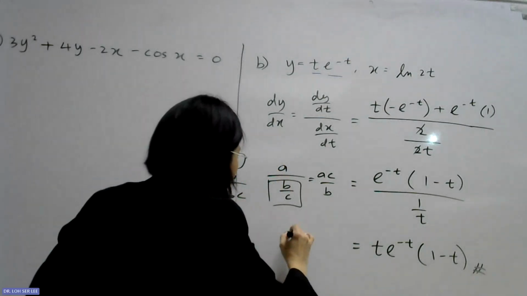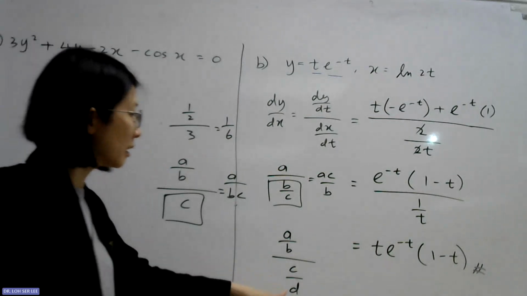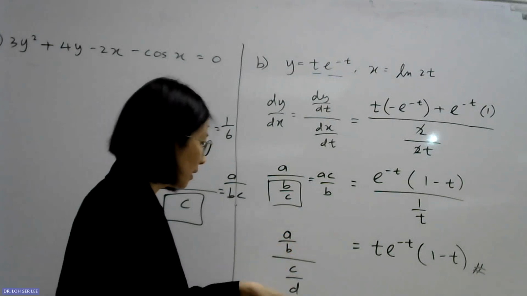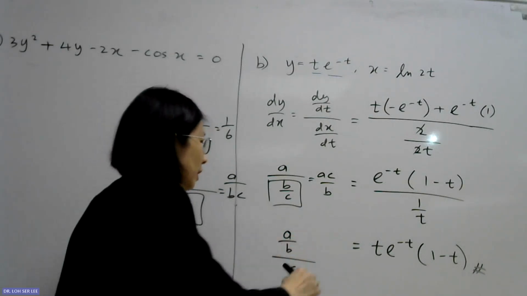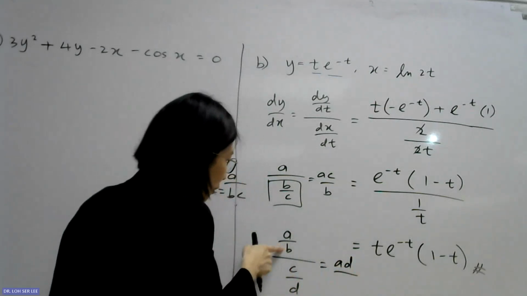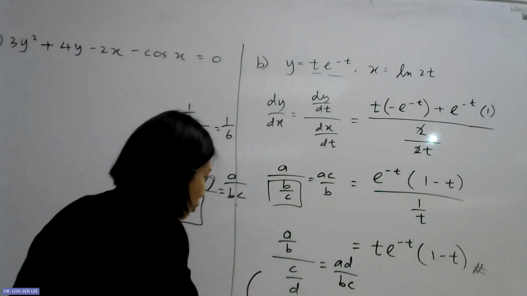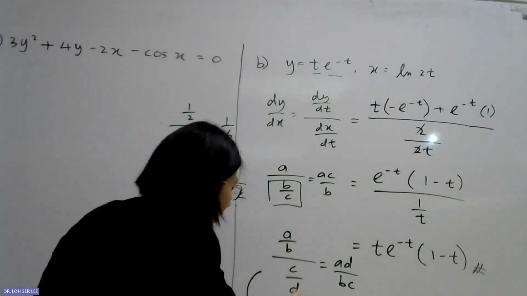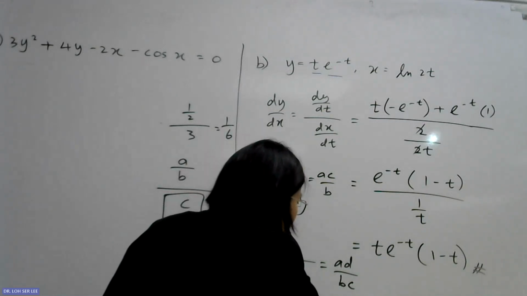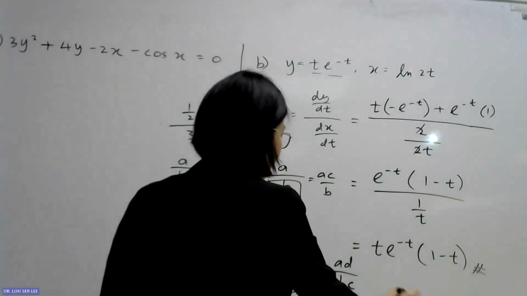Okay, I give one more. A over B over C over D. This denominator is a fraction function, so D goes up. This is AD over BC. This is the same as A over B divided by C over D. It means A over B times D over C. That's why you get this.